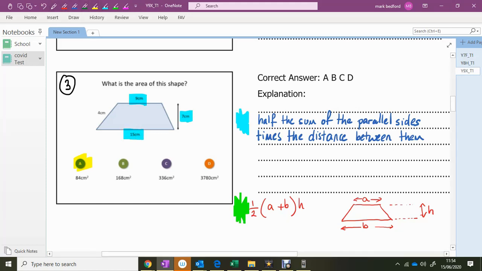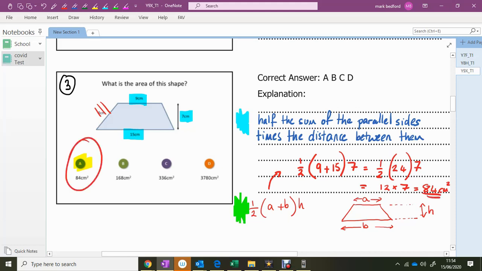Whichever method you use, we don't need this 4 centimeters on the side to work out the area. I'll use this one, just so you can see how it's being done. The parallel sides are the 9 centimeters and the 15, and the height, the distance between those parallel sides, is the 7. So if you do the bit in brackets first, and all this means is that all 3 bits are multiplied together: the half times the 24, so half of 24 is 12, times the 7 at the end, giving me the answer of 84 centimeters squared, because it's my area, giving me answer A.